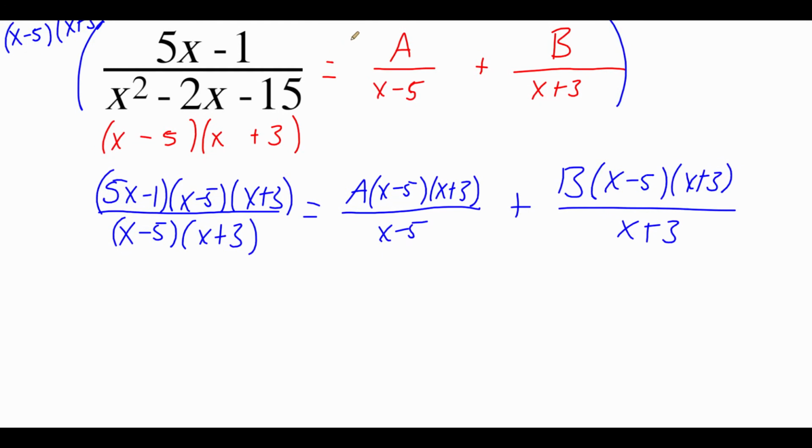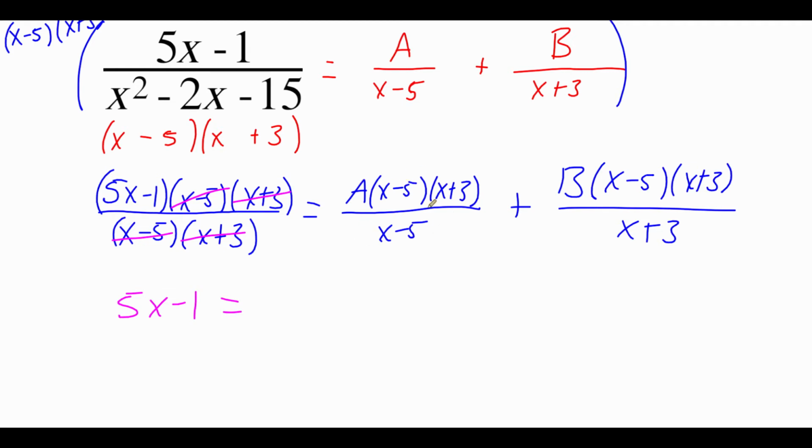Now hopefully we're going to see some canceling happening in here. In this big fraction on the left-hand side, the x minus 5s are going to cancel, and the x plus 3s are going to cancel. So the only thing we should have left over is our original numerator, so that 5x minus 1.